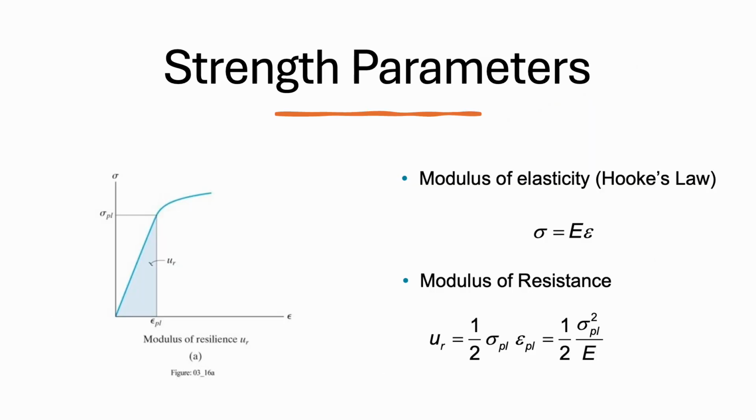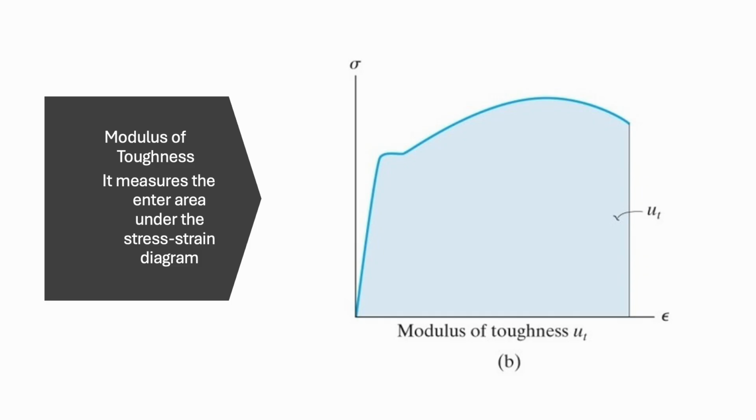What you need to know here are the strength parameters. You need to know the modulus of elasticity, or Hooke's law, that stress sigma is equal to Young's modulus of elasticity times strain. Then the modulus of resilience, which is the area below the elastic part of the curve. So take care about this part. Usually I give something from the sigma-epsilon diagram on the exam. And we have the modulus of toughness, which measures the entire area under the stress-strain diagram. So these are the main parameters of the sigma-epsilon diagram.